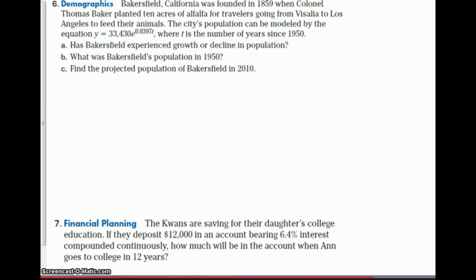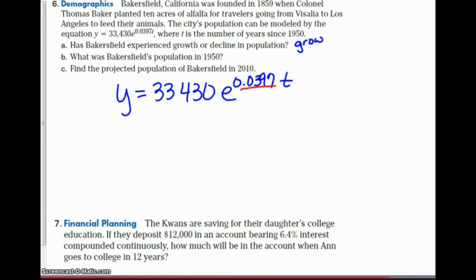So we're going to start with Bakersfield. The first question is, we have this equation: y equals 33,430 times e to the 0.0397t. This is an equation that Bakersfield came up with. Because our k, which is shown right here, is positive, we know that we're dealing with growth. Remember, this is our starting value right here as well.